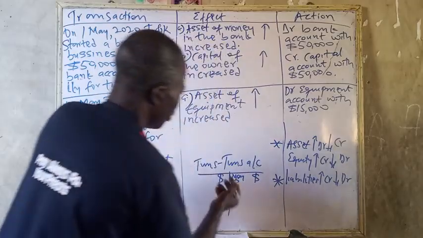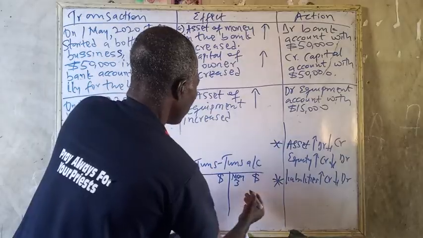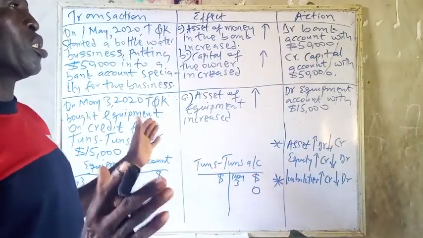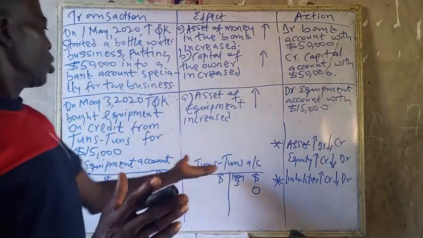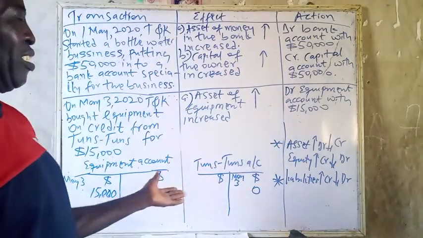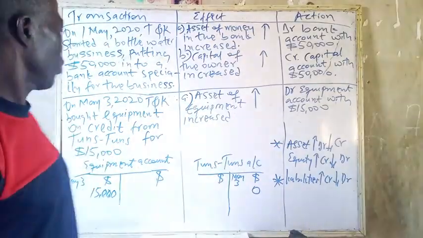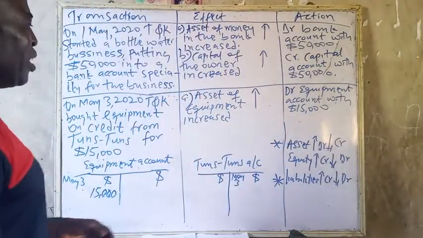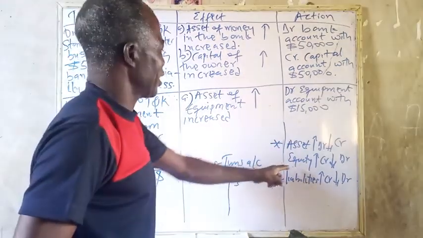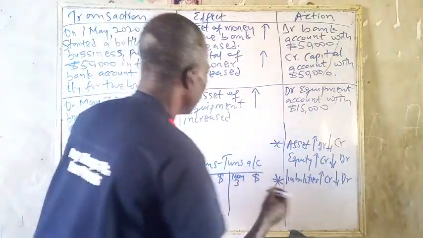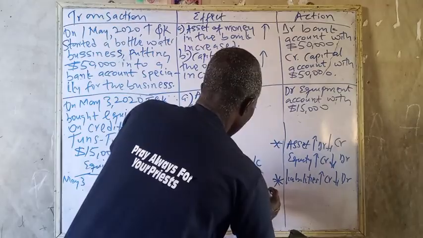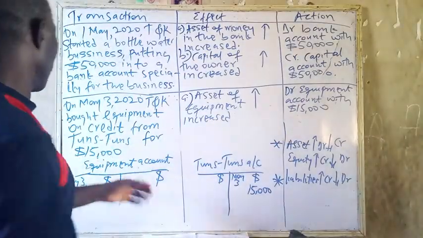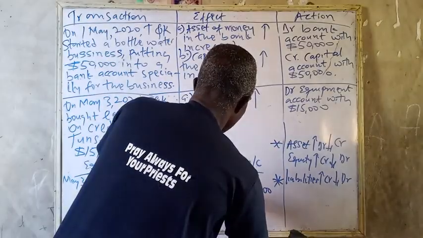Let me put it this way. So what do you do here? Assuming yesterday, being 2nd of May, Tunsun did not settle T and K, so his account with us is what? His balance is 0. But today, being 3rd of May, he sold equipment to us worth $15,000. That means this liability account has increased from 0 to $15,000.